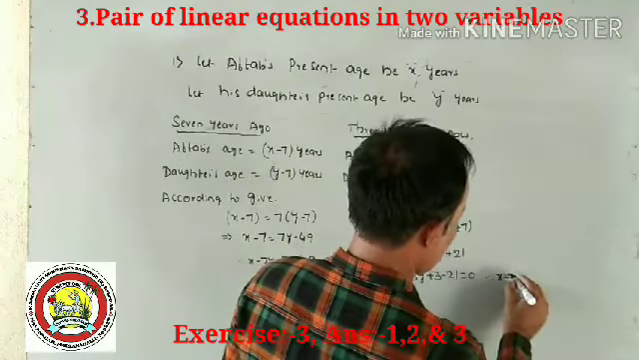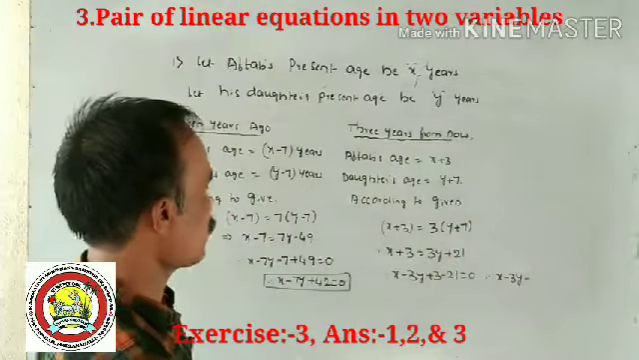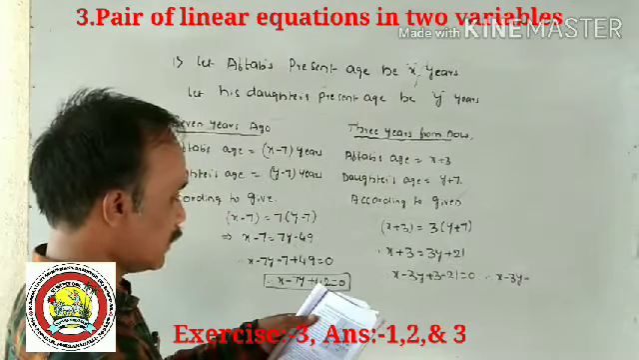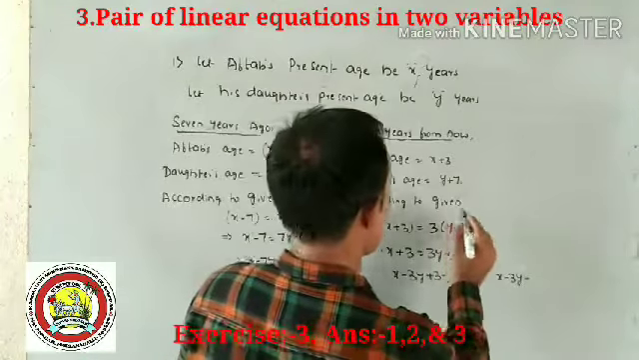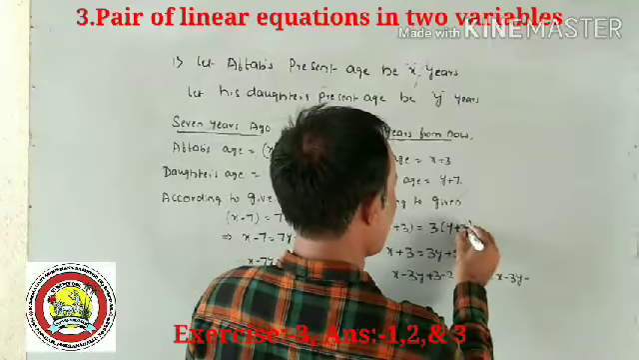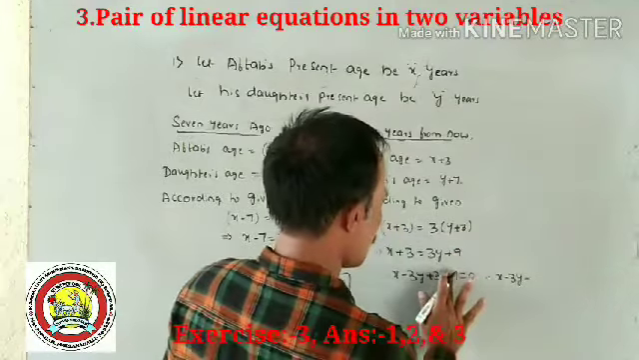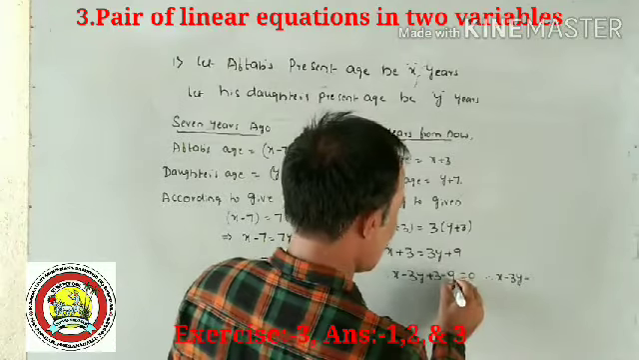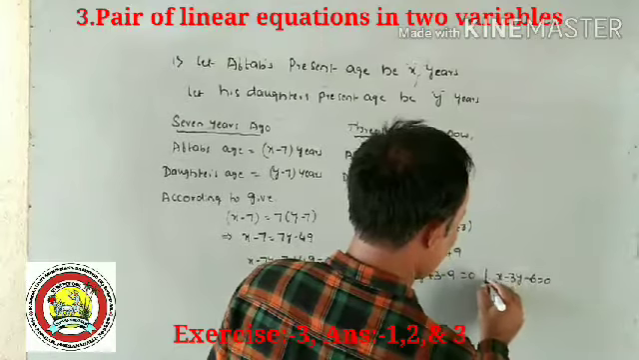Therefore, x minus 3y plus 3 minus 21 is equal to 0. Therefore, x minus 3y minus 18 is equal to 0. Sorry, this is 7 years, 3 years from now means this is y plus 3. Here 9, here also minus 9, minus 6 is equal to 0.